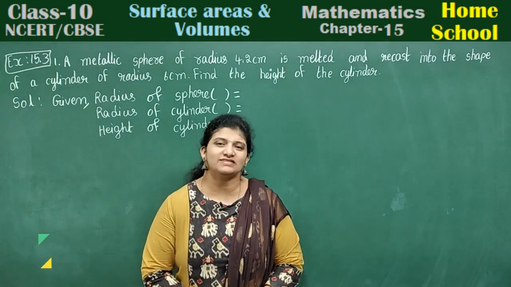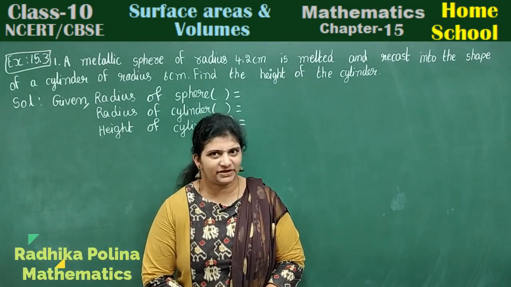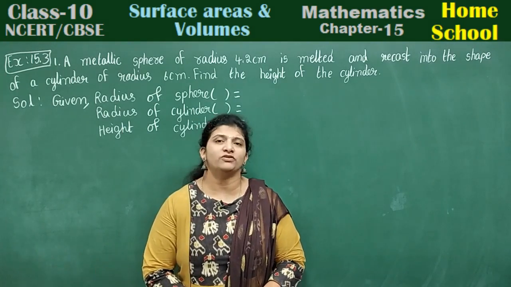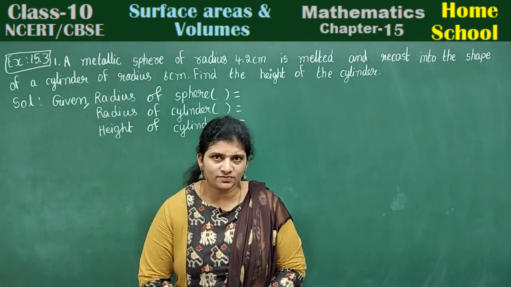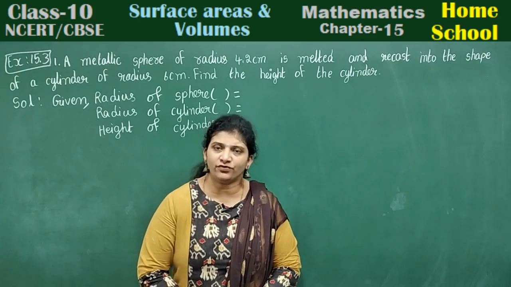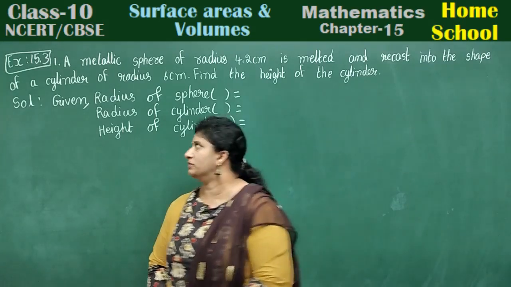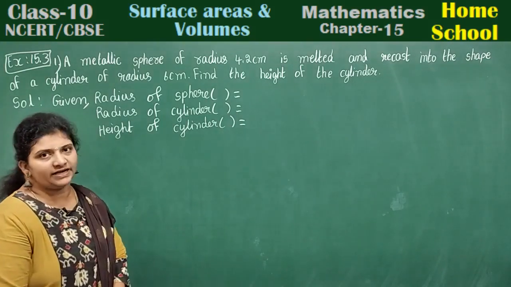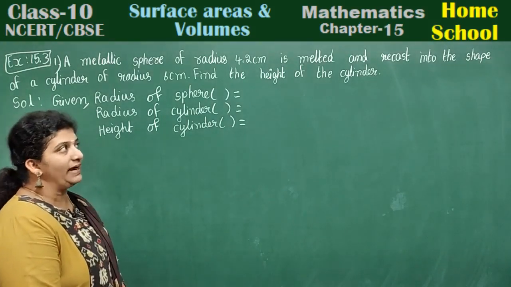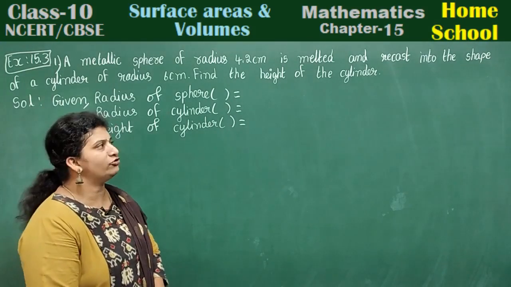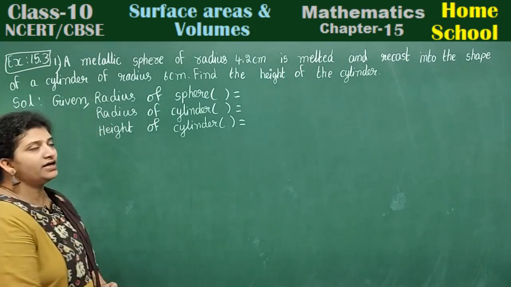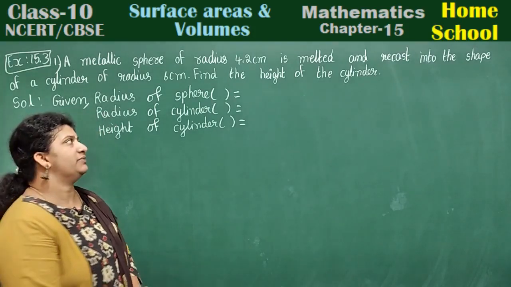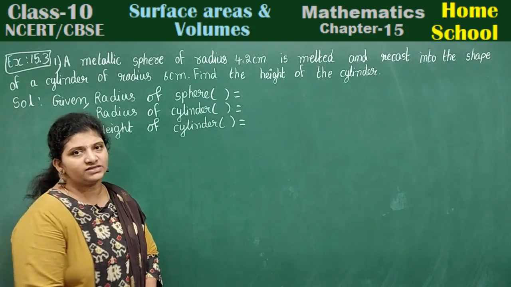This is your Class 10 Mathematics NCERT or CBSE board. We are in chapter 15, Surface Areas and Volumes, and exercise number 15.3, first problem. A metallic sphere of radius 4.2 centimeters is melted and recast into the shape of a cylinder of radius 6 centimeters. Find the height of the cylinder.